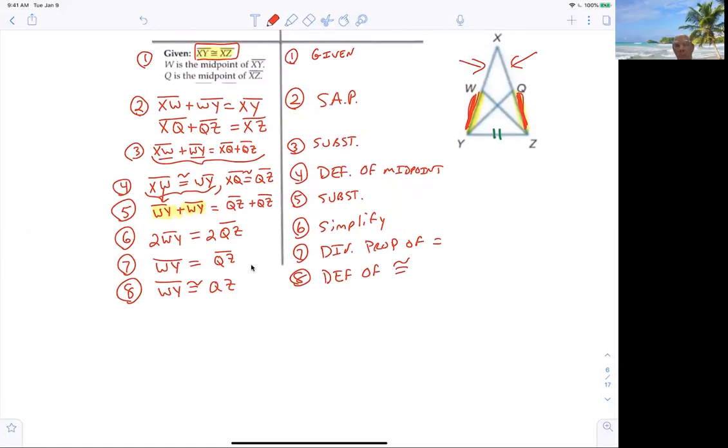So now, Morty, tell me again, step 9 now is what? Yeah, now we can say YZ. We go into the easy stuff. YZ is congruent to YZ, and that's what? Reflexive.